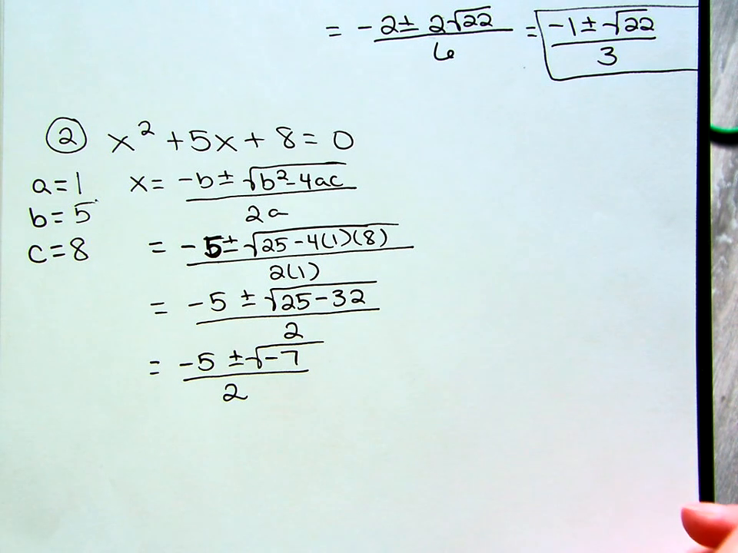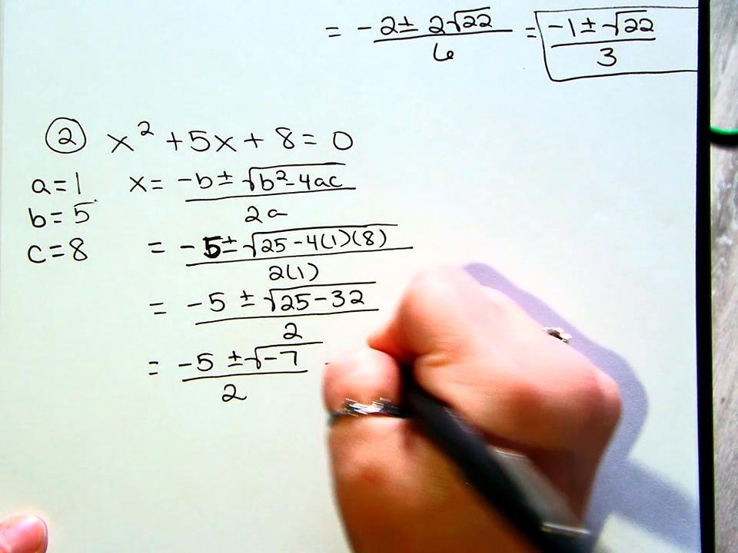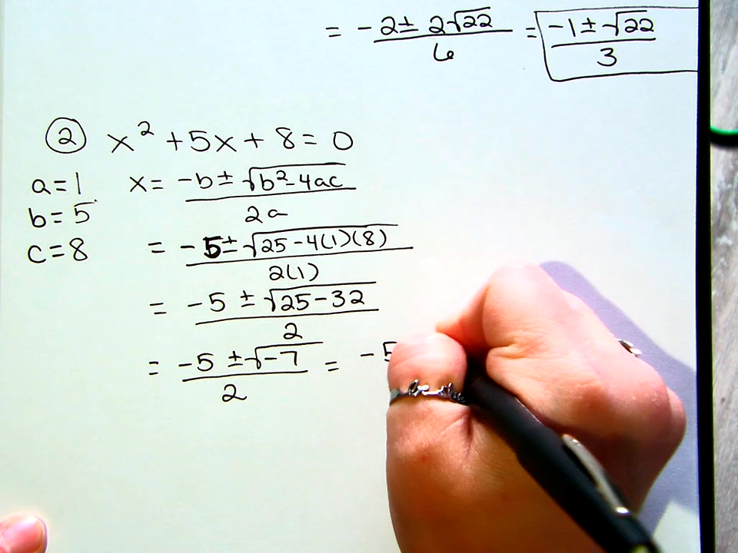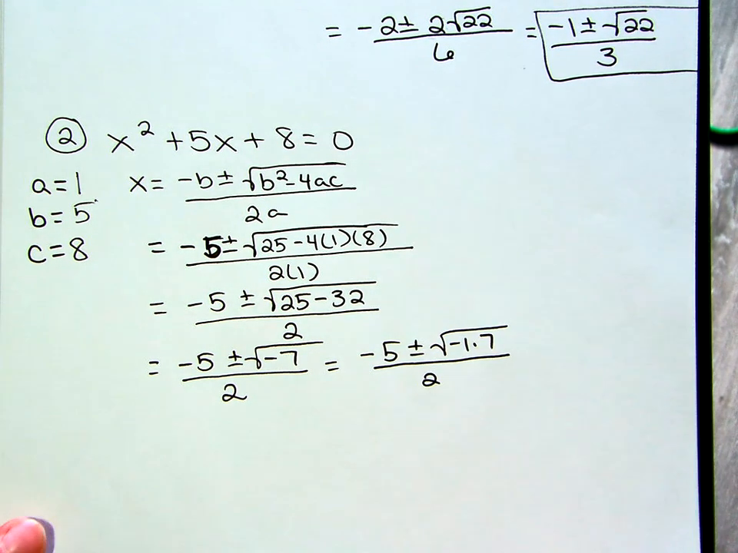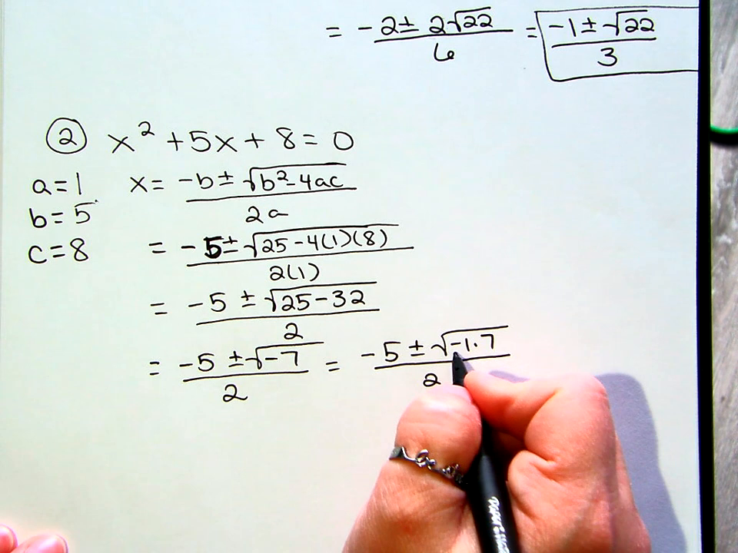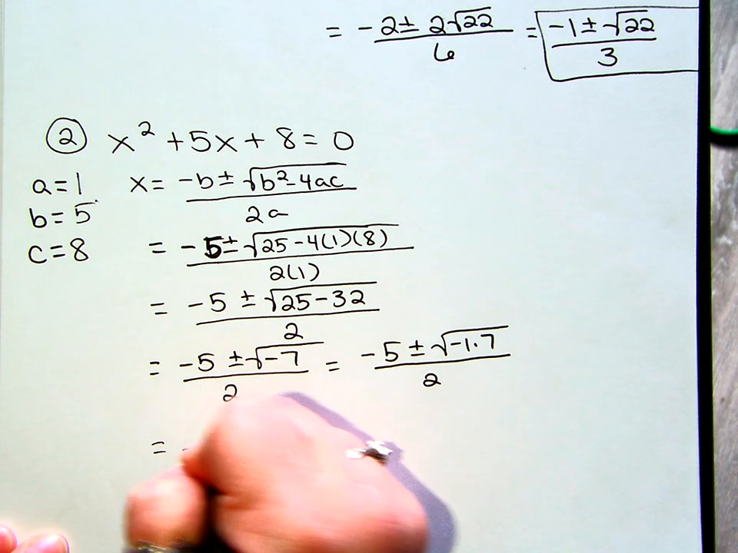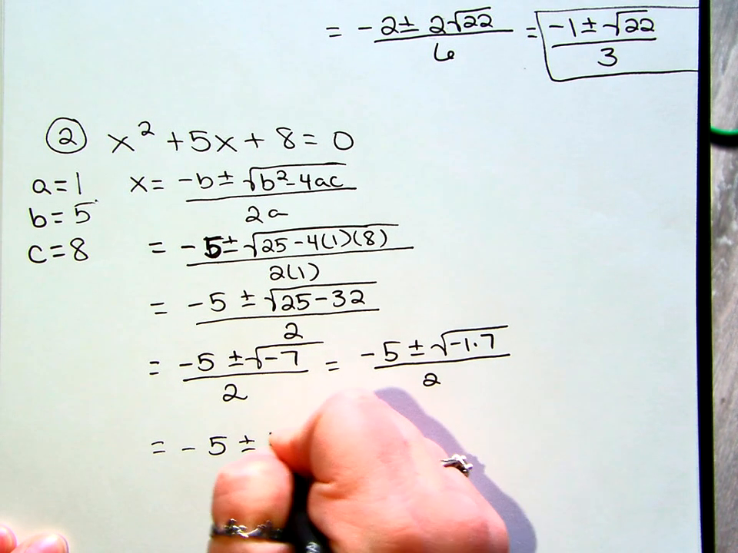Because what this is saying is plus or minus the square root of -1 times 7 all over 2. And the square root of -1 is our imaginary unit, i. So we can actually take that square root of -1 so that we have -5 plus or minus i square roots of 7, all over 2.